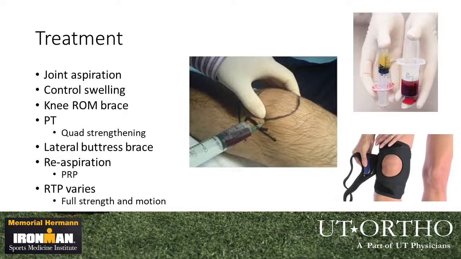Treatment included a joint aspiration to help reactivate his quad. You want to control the swelling, initially in a knee range of motion brace to protect his quad with protected weight bearing. Physical therapy to begin for that extensor mechanism strengthening focused on the VMO, and eventually into a lateral buttress brace to prevent redislocation.